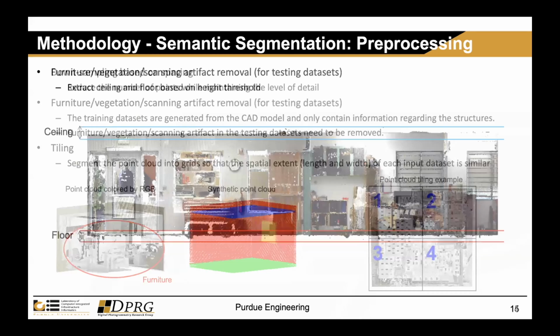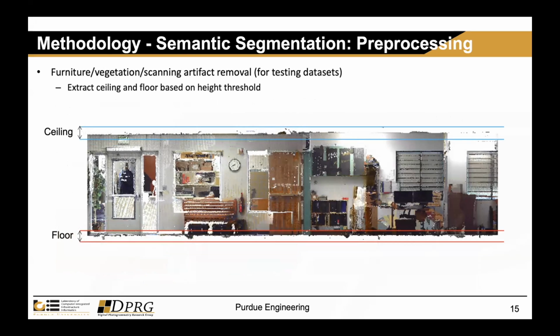Okay, the next slide. So the downsample and tiling is straightforward, and I'll talk a little bit about the furniture, vegetation, and scanning artifact removal. So we did it in two steps. The first step is we extract the ceiling and floor based on the height threshold. Okay, the next slide, please.